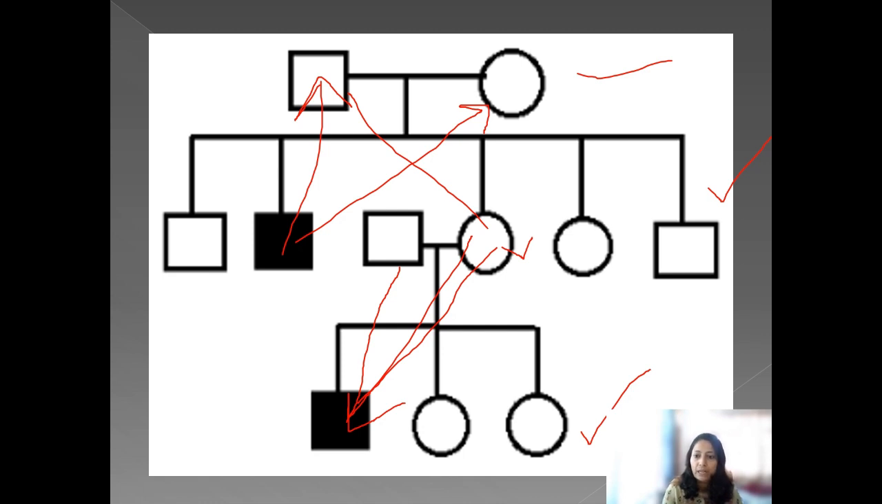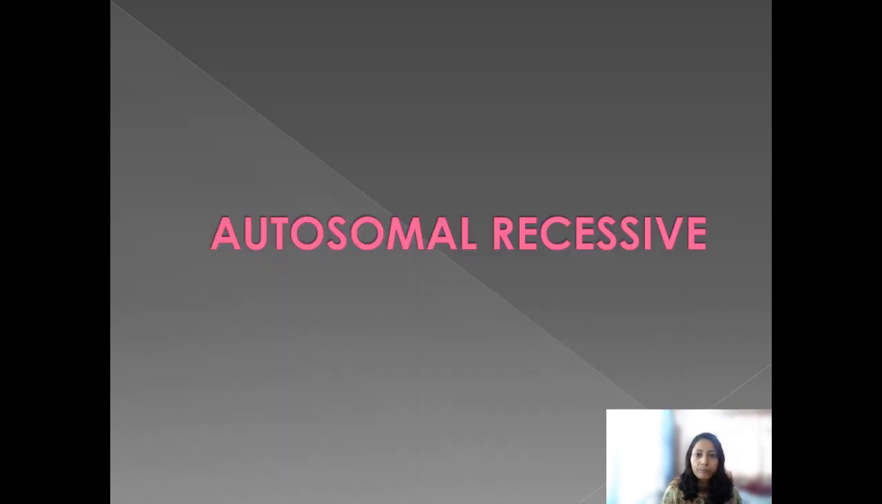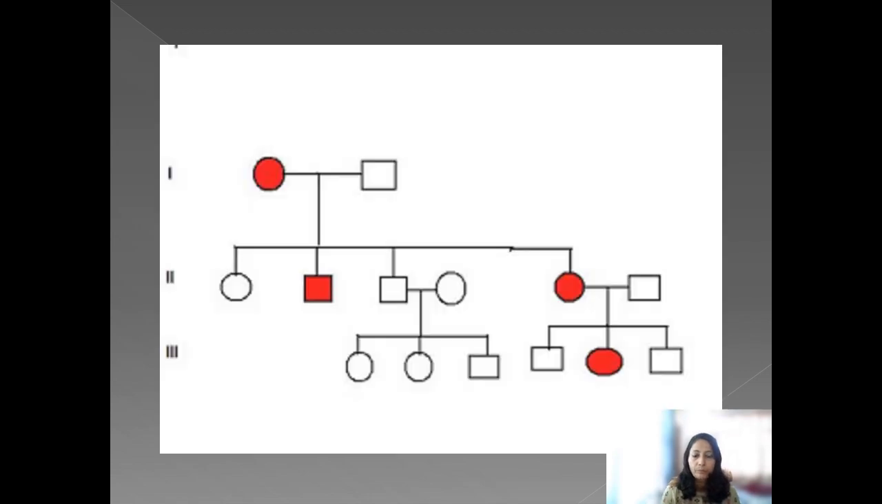Now let's get the correct answer in the next slide. What kind of pedigree is this? Yes, this is autosomal recessive pedigree. Now let us solve one more problem based on pedigree. So this is another question. Again, we can see that there are 3 generations in this particular pedigree.